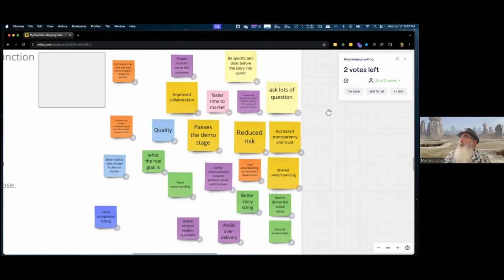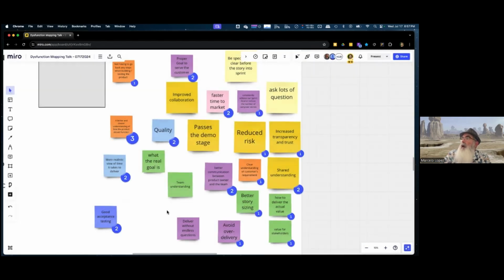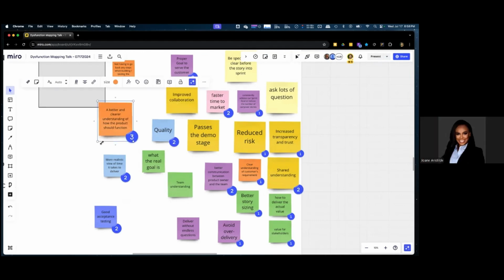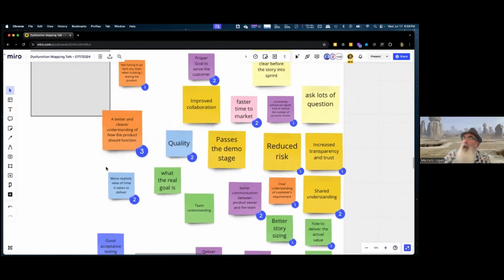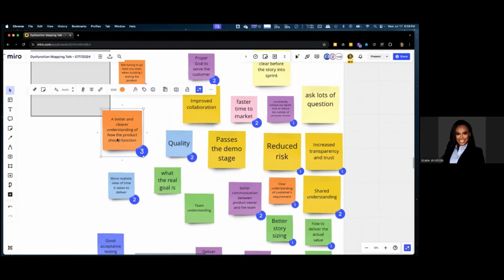13 of 13 people voted. Pardon me, but I'm going to end it for all. End the session. Wow. We have a lot of 2s, but it looked like these 3 sound familiar, possibly we could have affinity matched them. But we have a clear winner, though, Joanne, right? That is better, clear understanding of how the product should function. That is true. We have a clear winner.